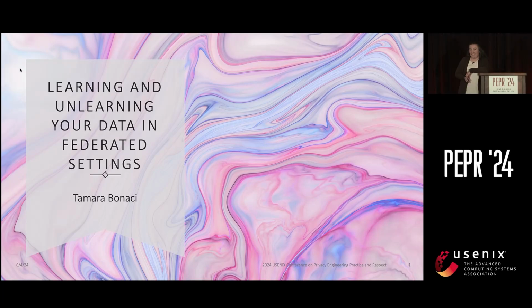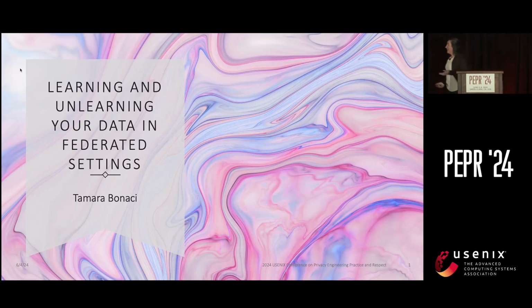And in my everyday, I spend a lot of time teaching privacy engineering tools and PPML and doing research around it. And so today, just a teaser on stuff around machine unlearning in the federated setting.